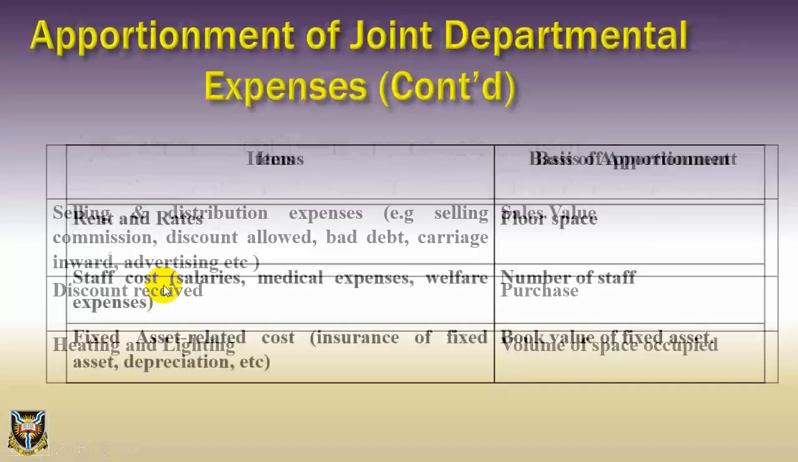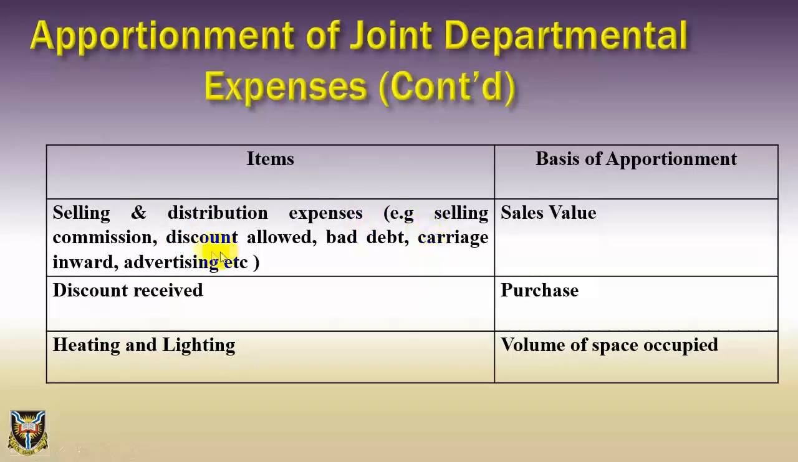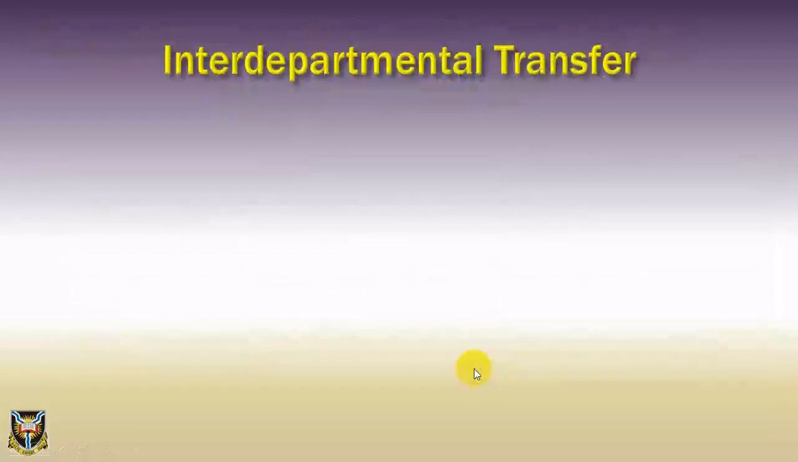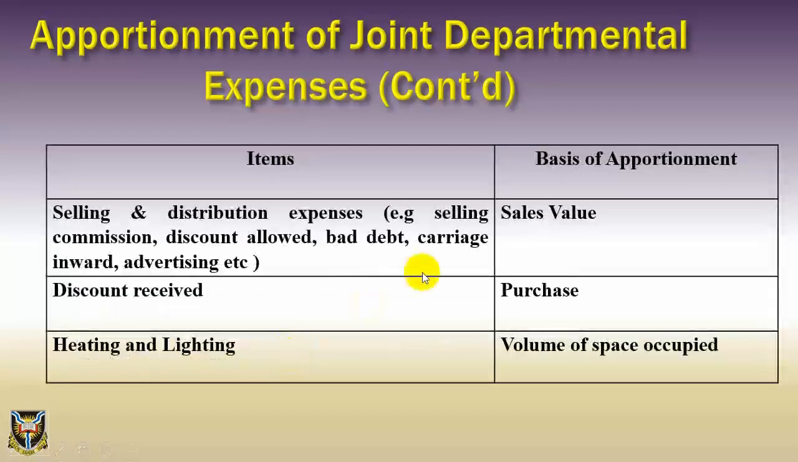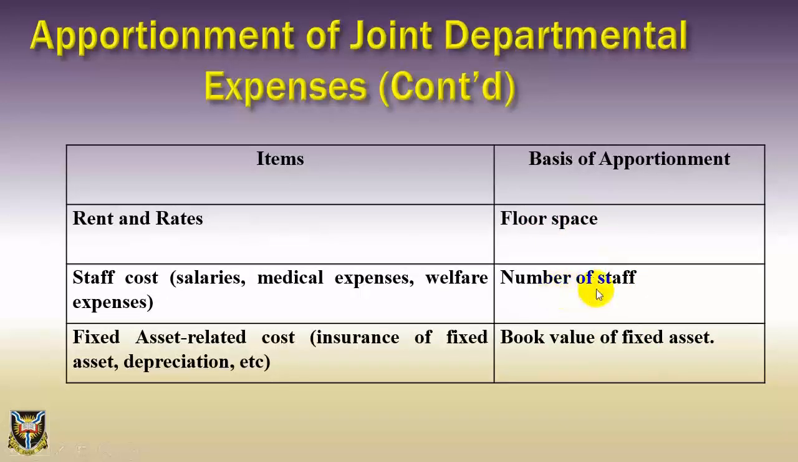Items: selling and distribution expenses, e.g. selling commission, discount allowed, bad debts, carriage inward, advertising, etc.; discount received; heating and lighting, rent and rates, staff costs, salaries, medical expenses, welfare expenses, fixed asset related costs, insurance of fixed assets, depreciation, etc. Basis of apportionment: sales value, purchases, volume of space occupied, floor space, number of staff, book value of fixed assets.